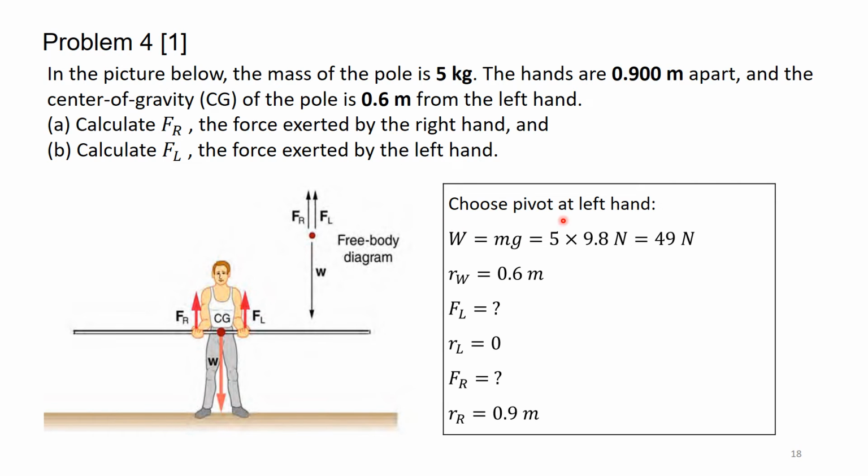So again, we start by choosing the pivot at the left hand, then fill up the quantities. So we have the same weight of the pole, RW becomes 0.6, RR is still 0.9. And we'll use them to construct a torque table.